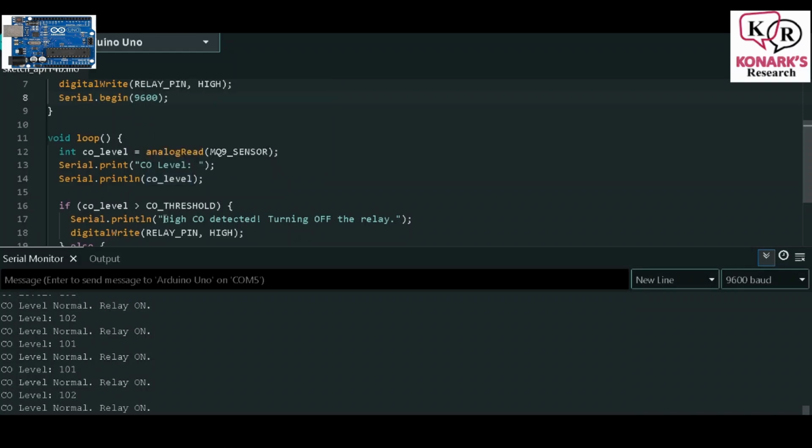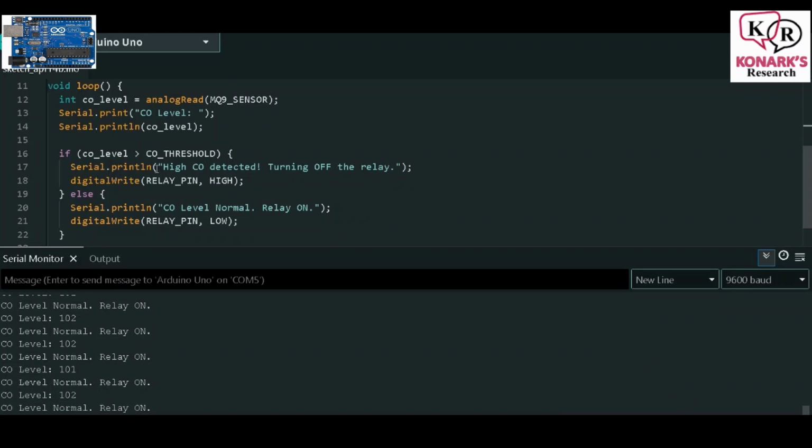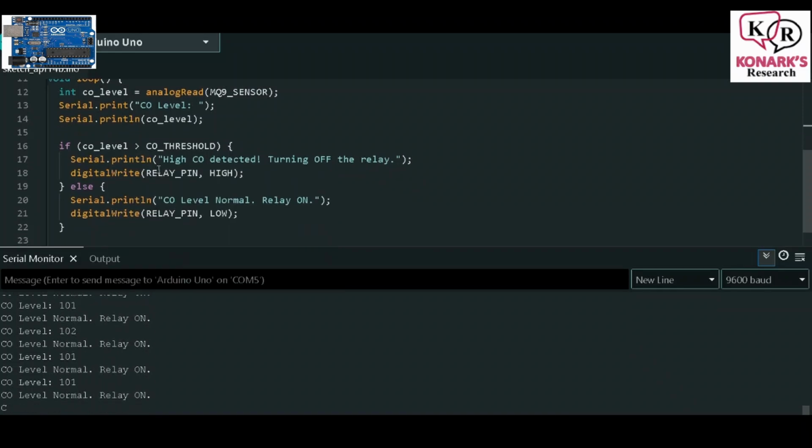This is running continuously. The system reads the analog value from the MQ9 sensor to determine the current CO level and prints this value to the serial monitor. The key logic is here. If the CO level exceeds 1000, the air is deemed unsafe. The relay is turned off to shut down the heater and a warning message is displayed.